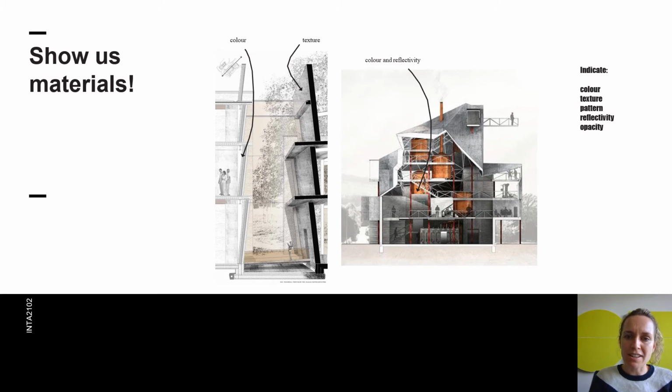What you can think about is, rather than understanding, okay, this is stainless steel or this is anodized aluminium, we want you to think about what are the colors that you're using? What are the textures that you're using? What are the patterns that you're using? What's the reflectivity of materials? What's the opacity of materials? So you can start to break down the descriptive components of a material rather than understanding realistically what that material may be.